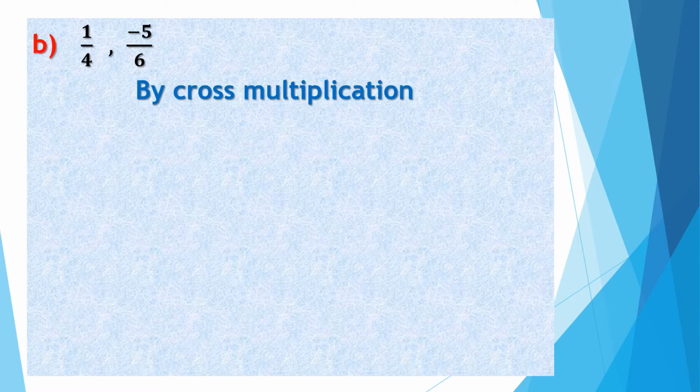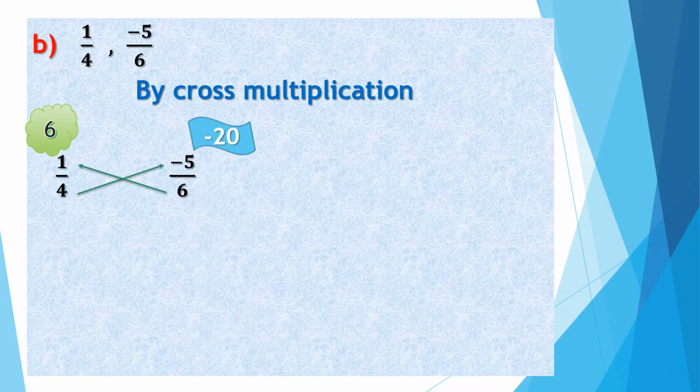Another example, 1 over 4 and negative 5 over 6. By cross multiplication we get 6 times 1, 4 times negative 5, it will be 6 in the left hand side and negative 20 in the right hand side. Which is greater? So we have one quarter greater than negative 5 over 6.